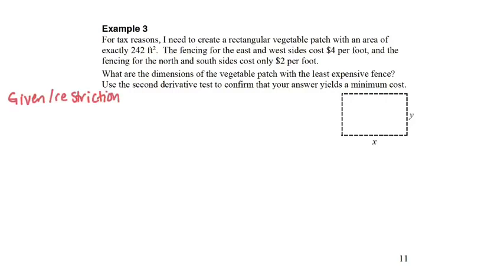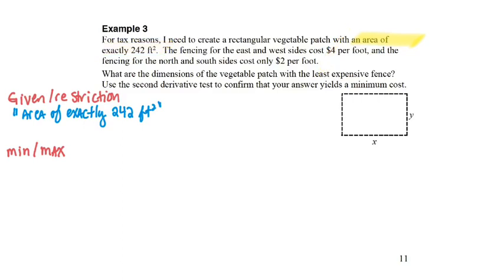Every time we have a problem of this nature, we need to find both a given or restriction equation or equations, and what are we trying to maximize or minimize. Whichever one is easier for you to find first, that's great. Some people say, hey, I know I'm stuck with the prices of the fencing. Other people say, hey, I know I'm looking for the cheapest I can spend. I'll go ahead and start with the fact that I'm told that the area has to be exactly 242, and then we've got some other restrictions within that.